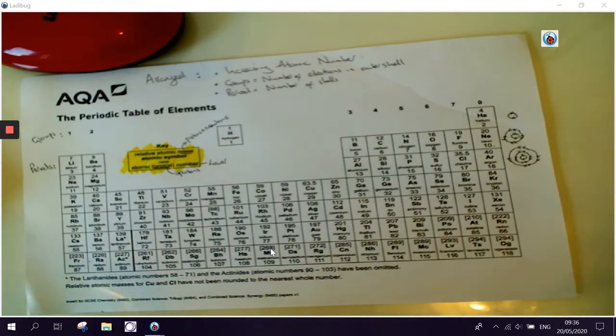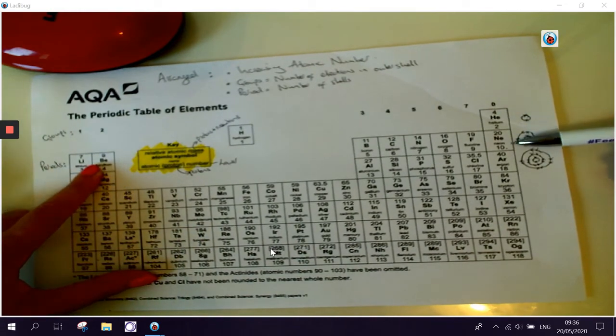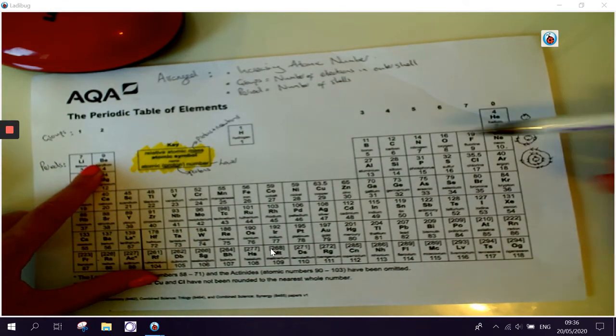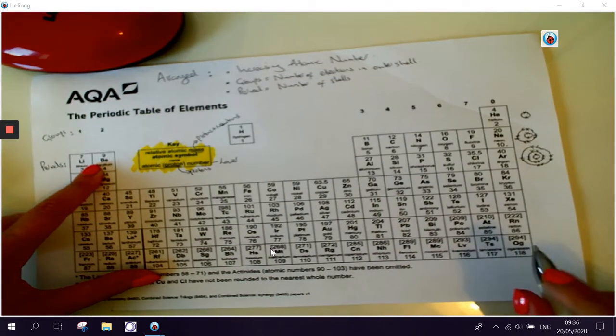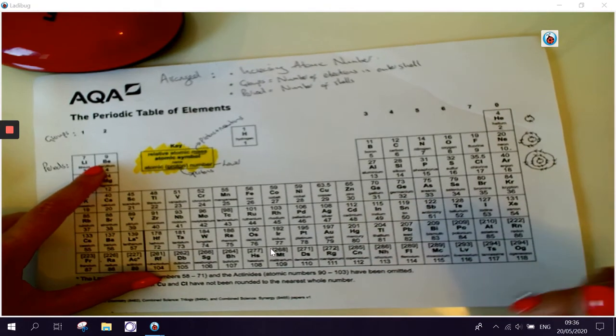So if I just pick one at random now, beryllium. Beryllium is 2 rows down, so there are 2 shells, and it's in group 2. So the second shell will have 2 electrons. So beryllium would have 2 electrons, then another 2.